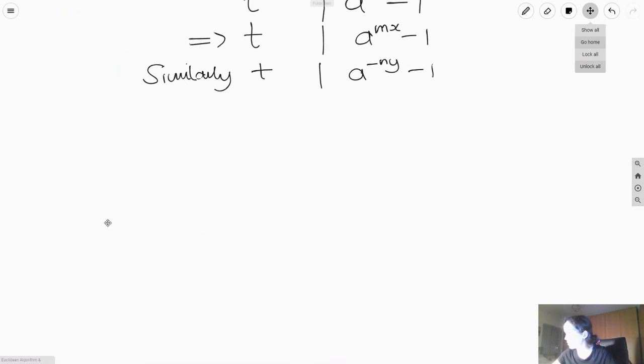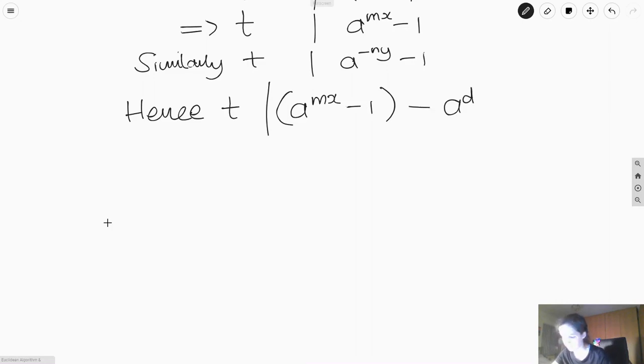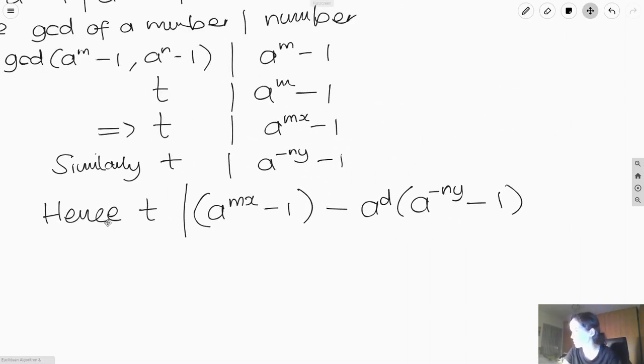Since we know these two things, hence t is going to divide (a^(mx) minus 1) minus a^d times (a^(-ny) minus 1). So we've already established t divides this expression and t divides this expression. So t is going to divide this expression, and anything multiplied with that is not going to change the fact that it will divide this whole expression.